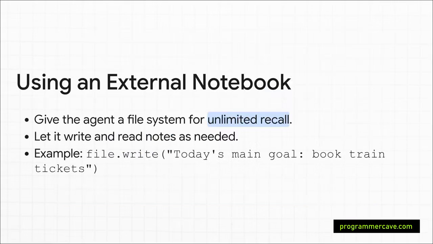To give our agent a truly unlimited memory, we can let it use an external notebook. And really, this is just a simple text file or a database. Here, you can see the agent is writing down its main goal for the day. It can refer back to this note at any time, which gives it a persistent memory that goes way beyond its limited internal context window.